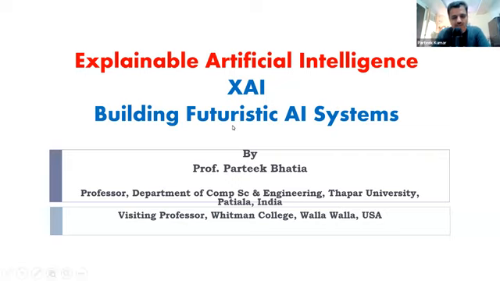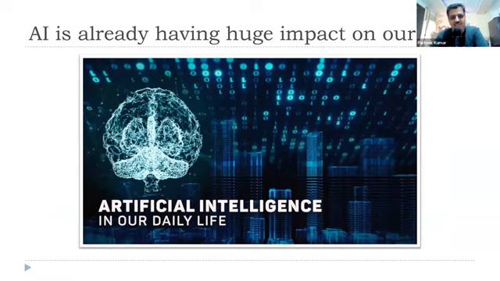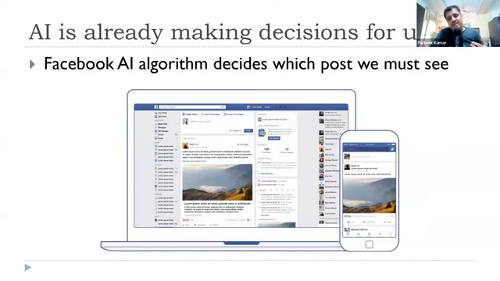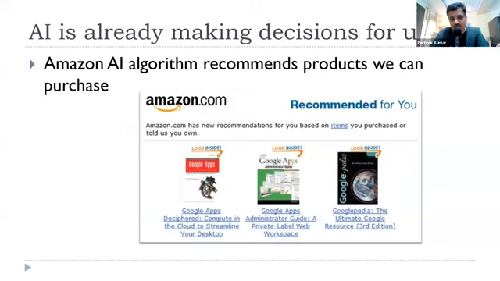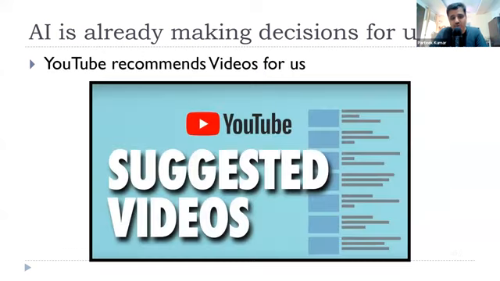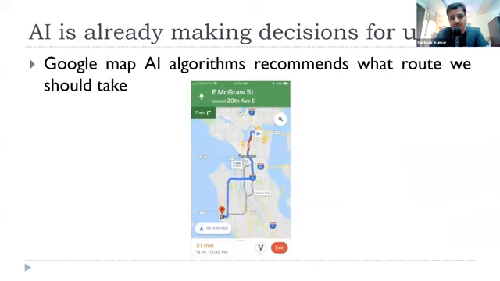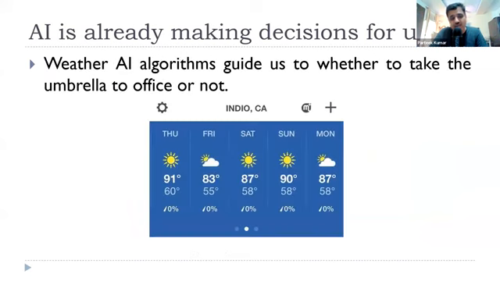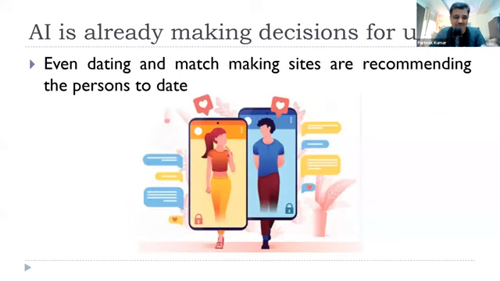So in the beginning, you are all familiar that artificial intelligence is already making a huge impact in our life. We are all using artificial intelligence in our daily life, even without realizing its impact. You all know that Facebook AI algorithms are deciding which posts we must see. Amazon AI algorithms recommend the products we can purchase. Netflix and YouTube algorithms are recommending the videos which we should watch. Even Google Maps AI algorithms recommend the routes we should take. We rely on weather AI algorithms to decide whether to take an umbrella to the office or not. Even dating and matchmaking sites are recommending the person to date.